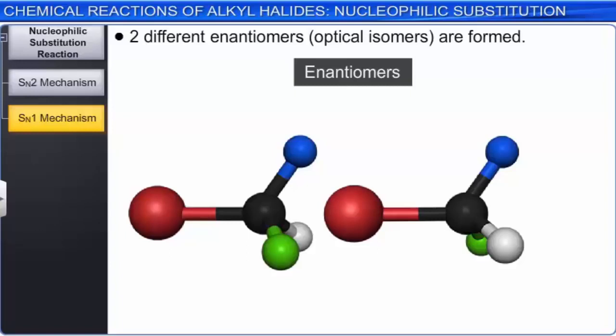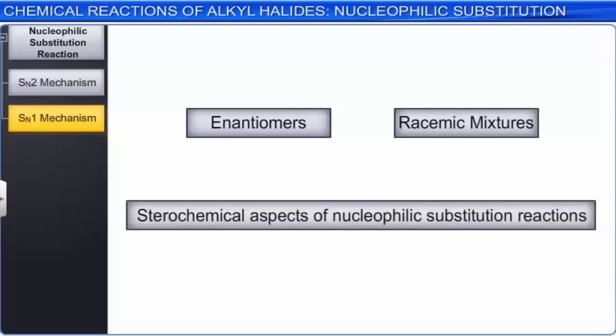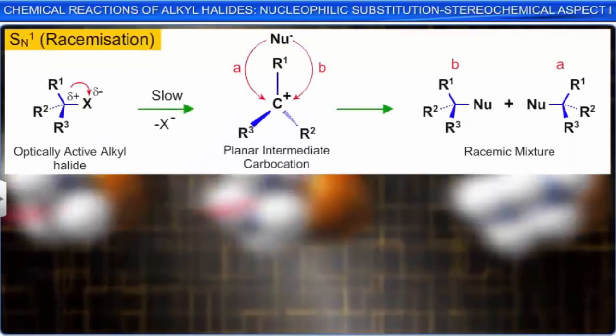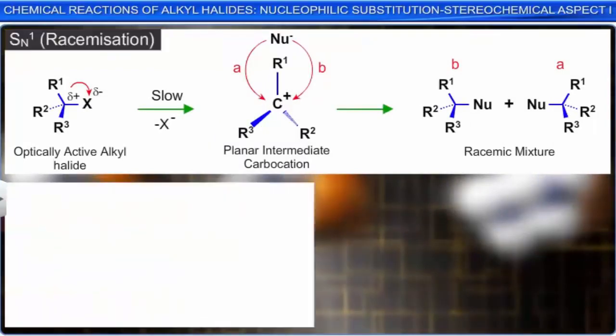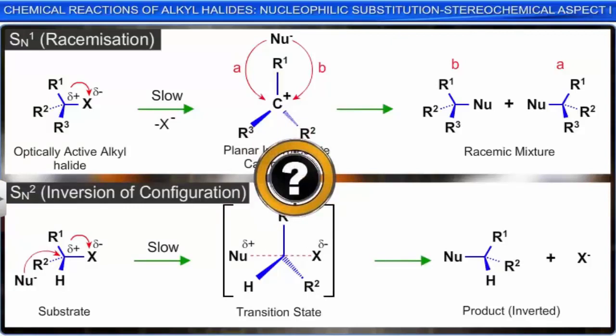You will learn more about terms such as enantiomers and racemic mixtures, as well as about the stereochemical aspects of nucleophilic substitution reactions in the next module. You already know that an SN1 reaction proceeds with a complete racemization, while an SN2 reaction proceeds with a complete inversion. Why?